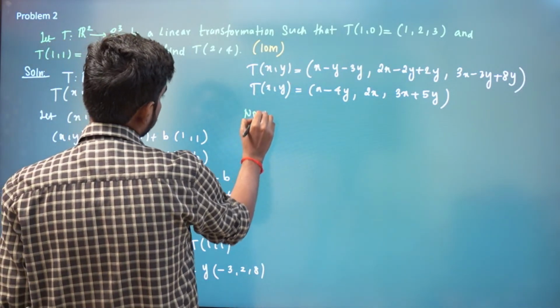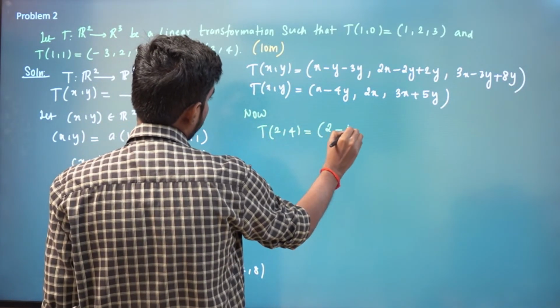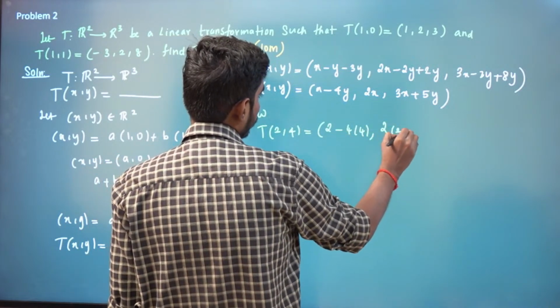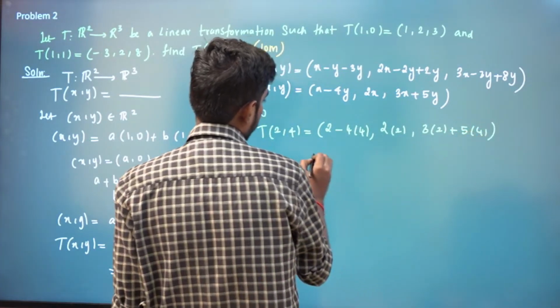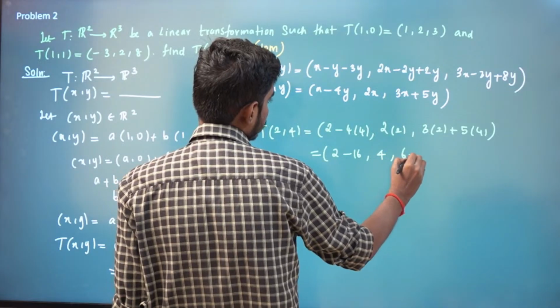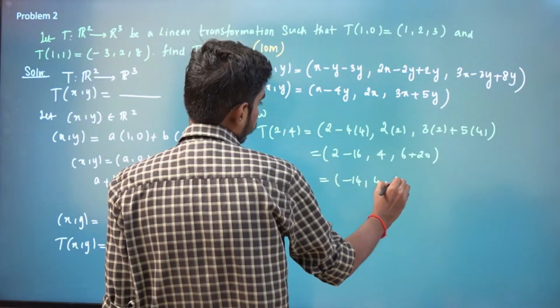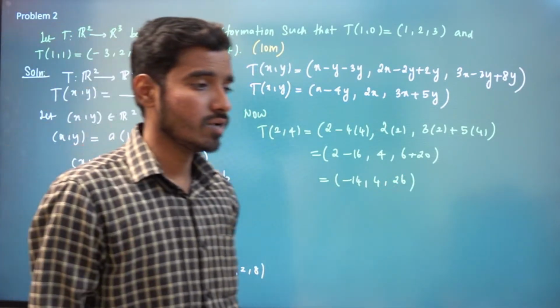So T(2, 4) means (2 - 4 times 4, 2 times 2, 3 times 2 + 5 times 4). So (2 - 16, 4, 6 + 20). So (-14, 4, 26) is our required answer. See how easy it is. It is a 10 mark question.